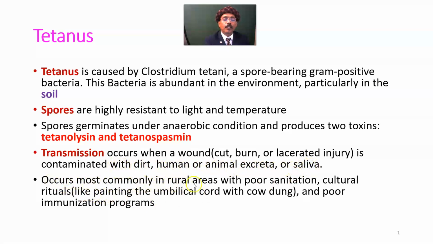It occurs most commonly in rural areas with poor sanitation, cultural rituals like painting the umbilical cord with cow dung, and poor immunization programs. So this is a disease caused by infection by Clostridium tetani, a spore-bearing gram-positive bacteria.